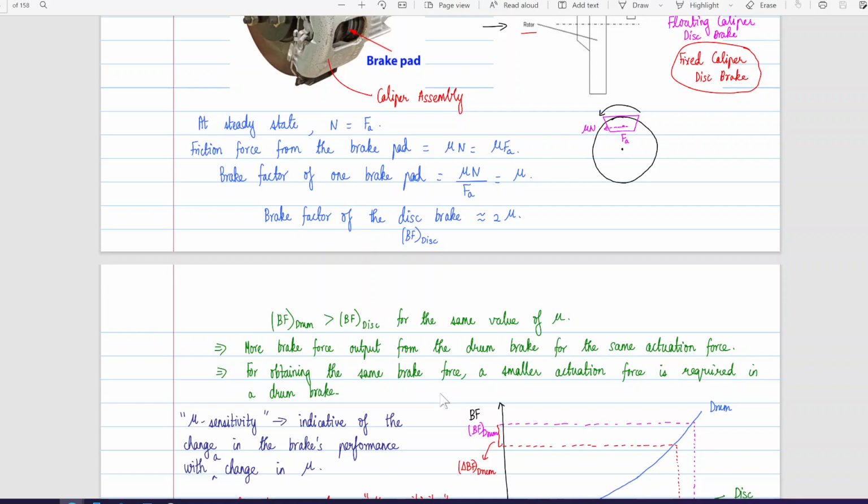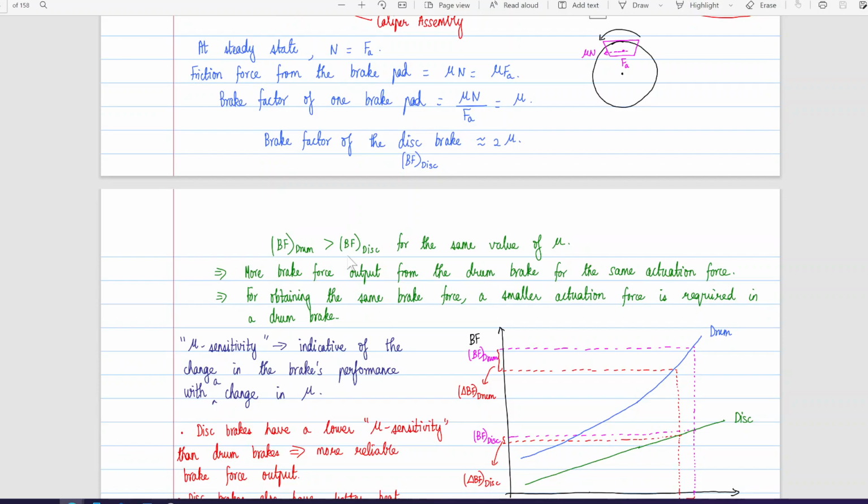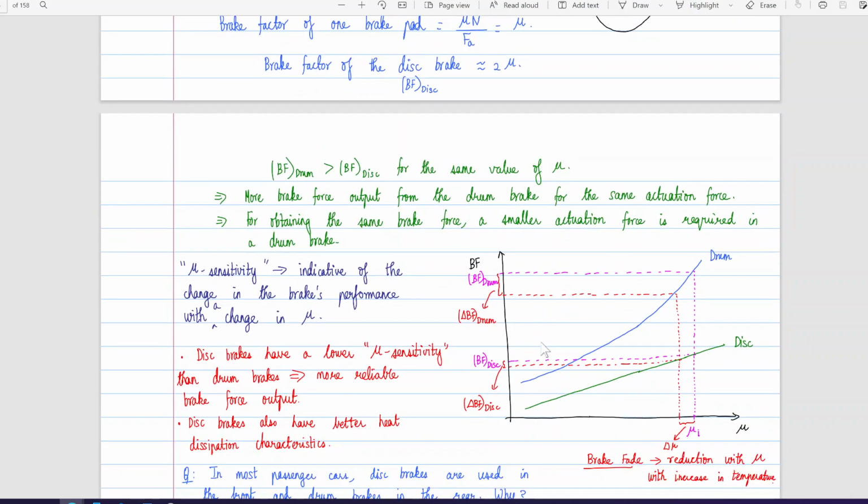That would essentially mean that we should be working with drum brakes rather than disc brakes. But the reason we use disc brakes is mu sensitivity. This mu sensitivity is indicative of the change in brake performance with the change in mu. If we take a look at the brake factor versus the value of mu, a small change in mu, say delta mu, would result in a large change in the brake factor, that is delta BF, for drum brakes when compared to that of disc brakes. This means that the disc brakes have a lower mu sensitivity than drum brakes, which implies that they are more reliable. This implies that we'll get a more reliable brake force output.